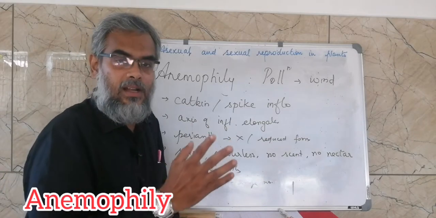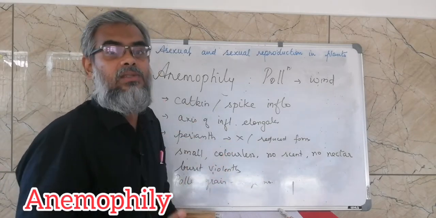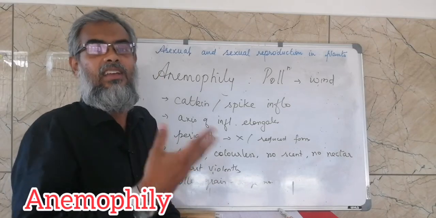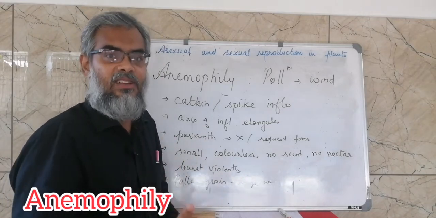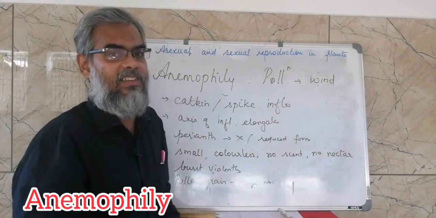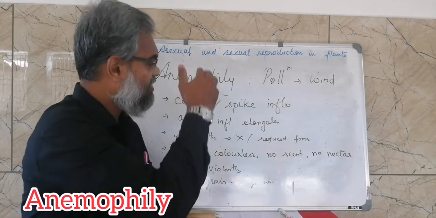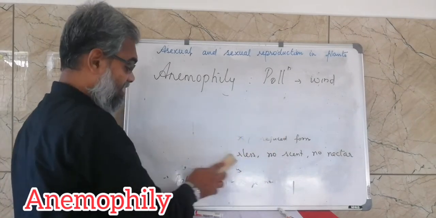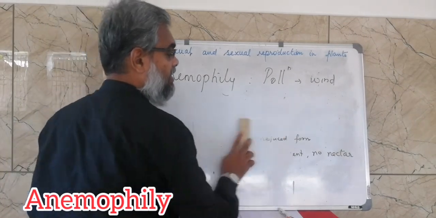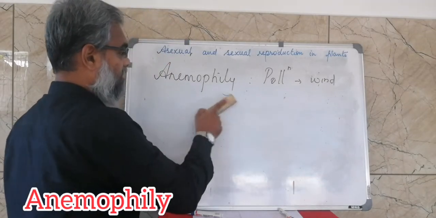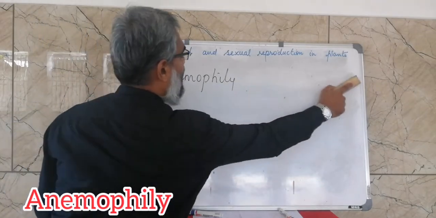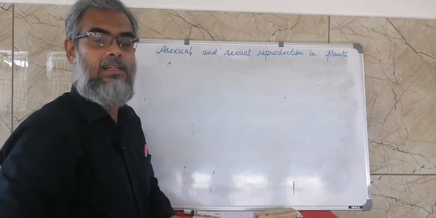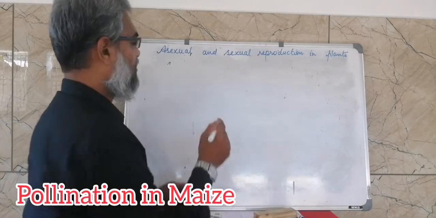Because if the leaves come, that may be a hindrance for pollination, isn't it? Therefore, before the leaves come, this male flower, female flower all will develop and pollination occurs. So these are some of the characters of catkin anemophilous flowers. So in catkin inflorescence or spike inflorescence, it takes place. Now let's see how this pollination occurs in maize.